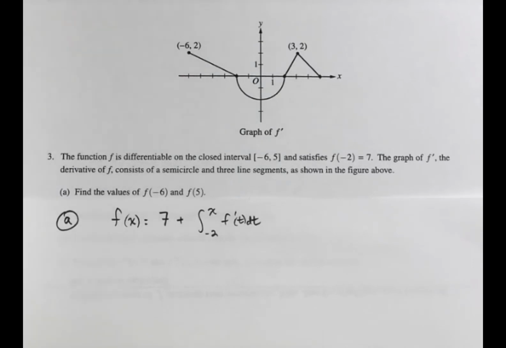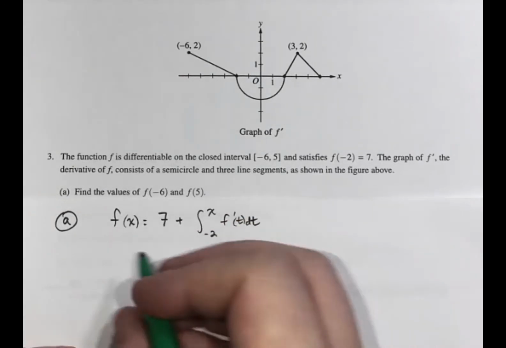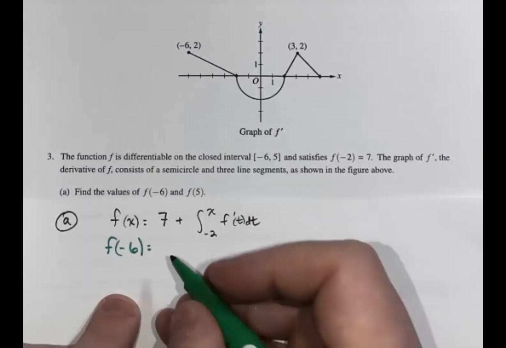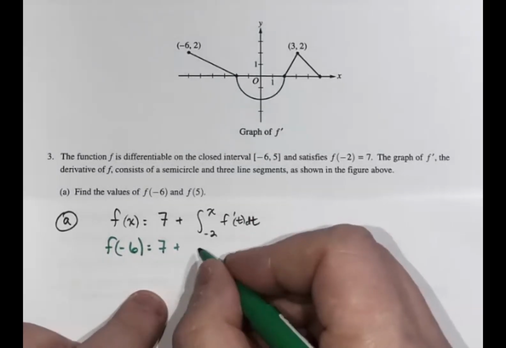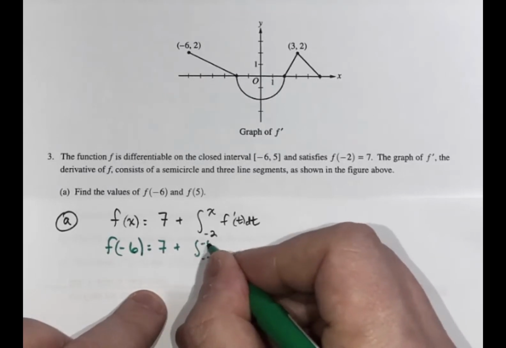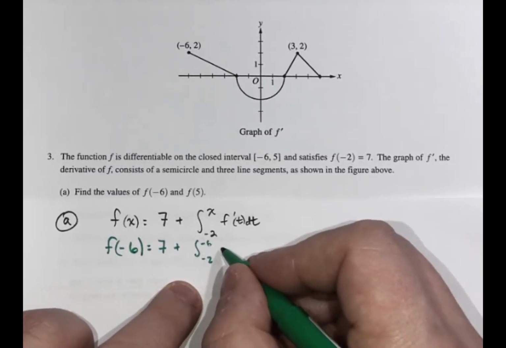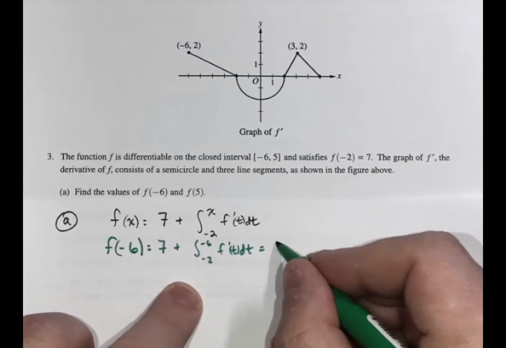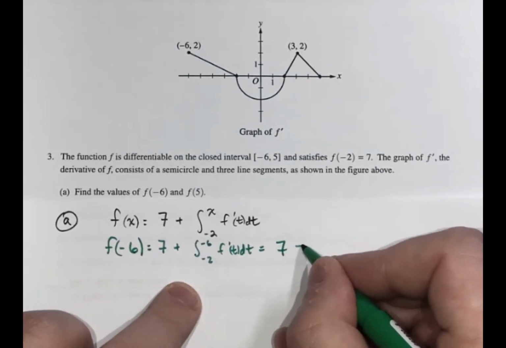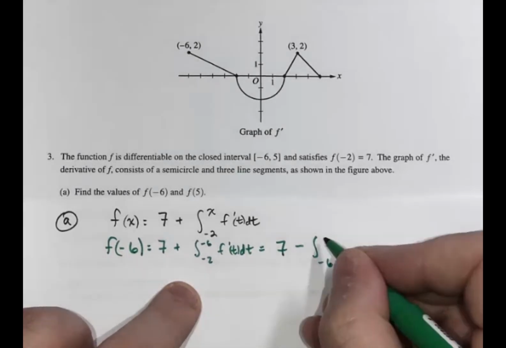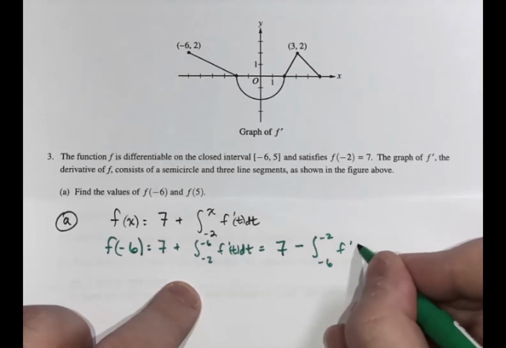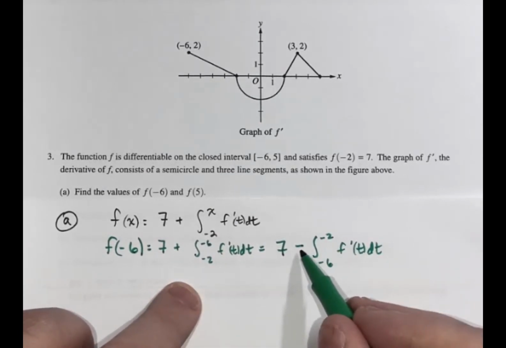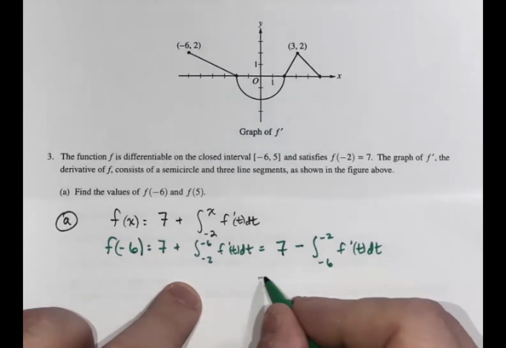Let me use a different color then to be able to figure out what is f of -6. So f of -6 would then become 7 plus the integral from -2 to -6 of f prime of t dt, which would be 7 minus an integral from -6 to -2 of f prime of t dt. And that's because when we switch the bounds, we take the opposite of the integral.